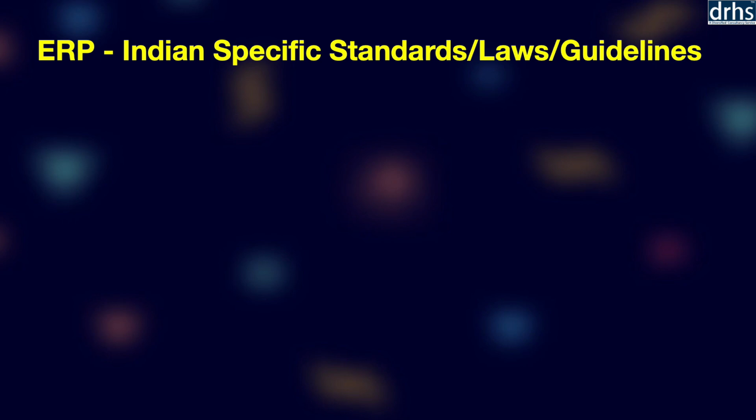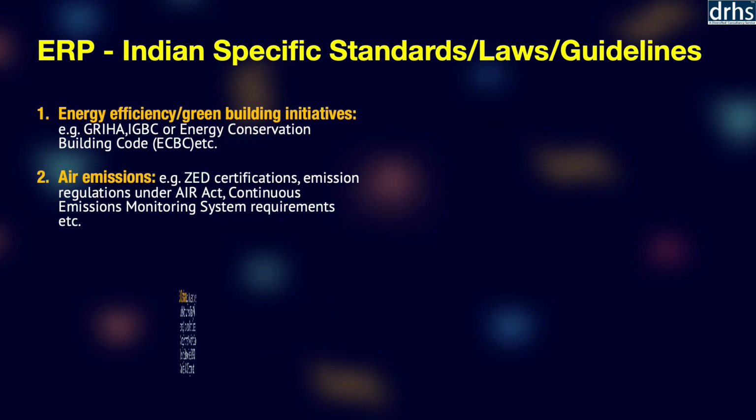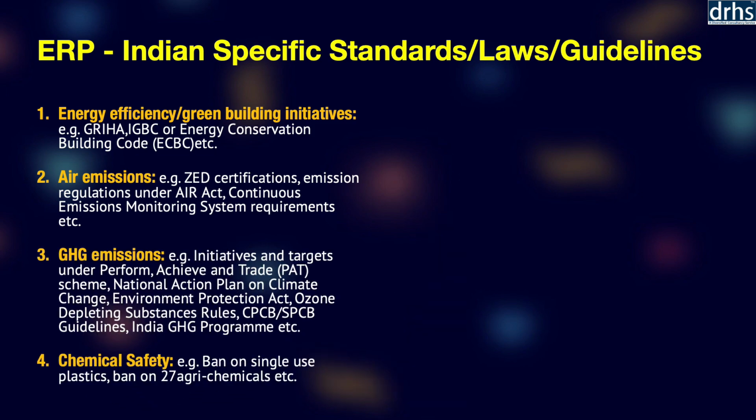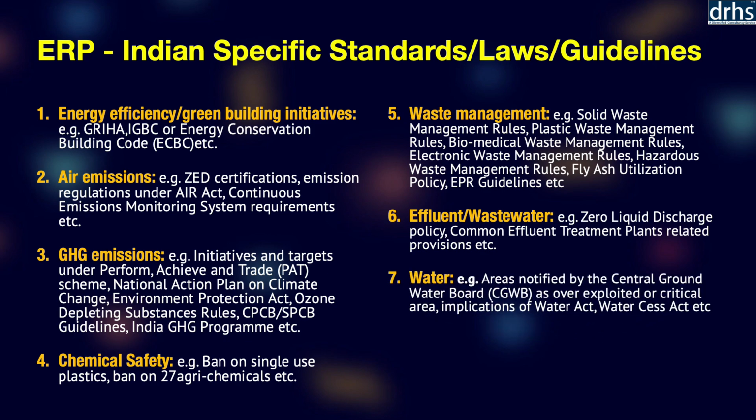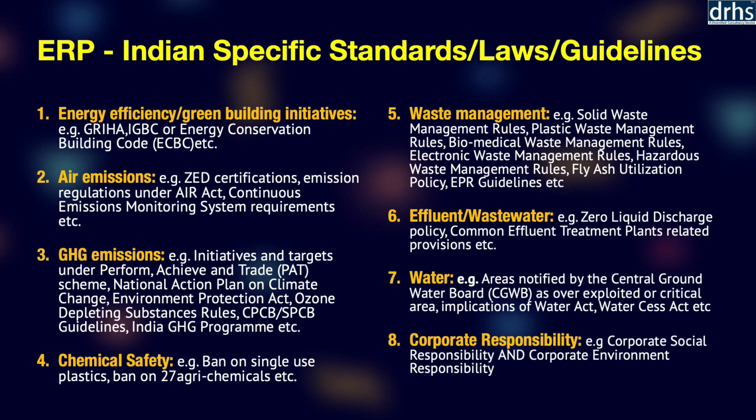Now we shall discuss one of the important points: while doing rating, the rating agency registered under SEBI must adopt country-specific standards led by the various ministries, namely the Ministry of Environment, Forest and Climate Change, Ministry of Energy, Coal, and Corporate Affairs. Thus, ERPs should consider India-specific standards, laws, and guidelines for rating energy efficiency, green building initiatives, air emissions, greenhouse gas emissions, chemical safety, waste management, effluent waste water, and corporate social responsibility. It should be noted that all intensity ratios should be factored in after adjusting for purchasing power parity.